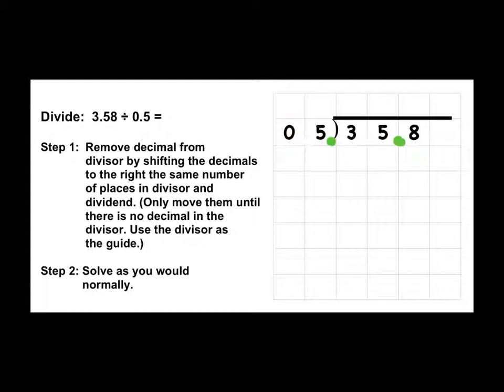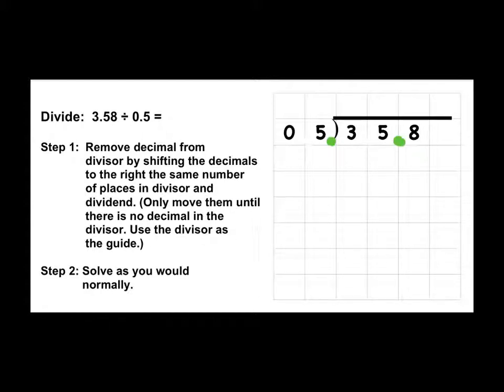We use the divisor as our guide, so if we need to move the divisor one decimal point over to the right, then we move the decimal point in our dividend one place over to the right. The goal is just to make the divisor a whole number. Now I can divide like I normally would.